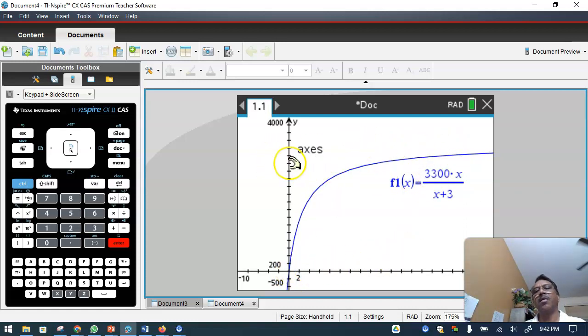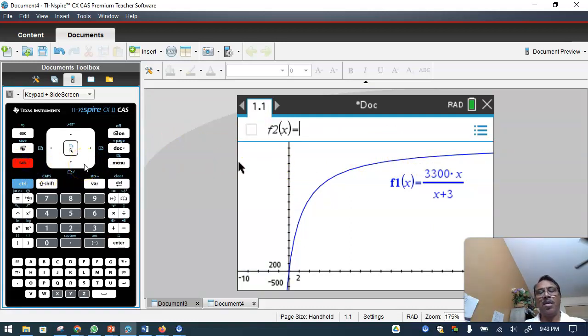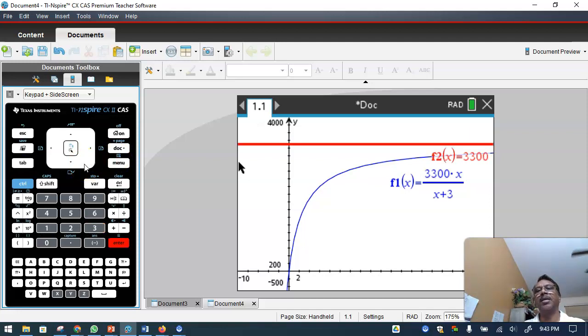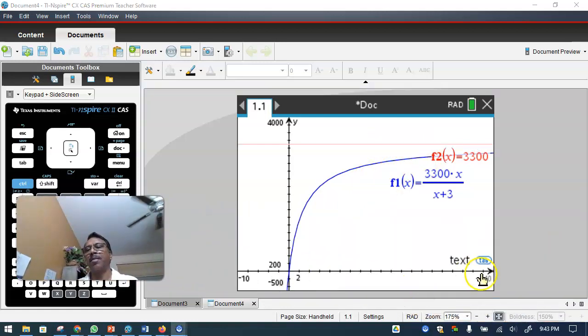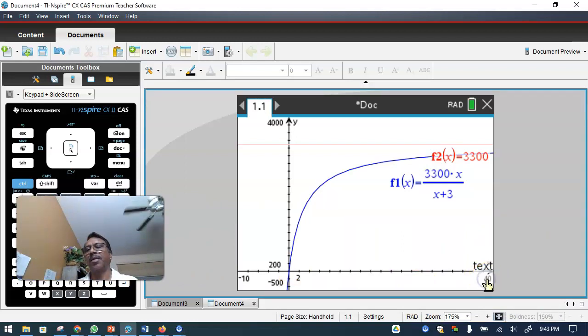So where is the horizontal asymptote? You can add another equation here and say, okay, y equals 3,300. And then there you go. So that's the horizontal asymptote, as the x approaches a bigger number. Maybe this one. Let me put this instead of 40. I can't. Okay, let me escape.